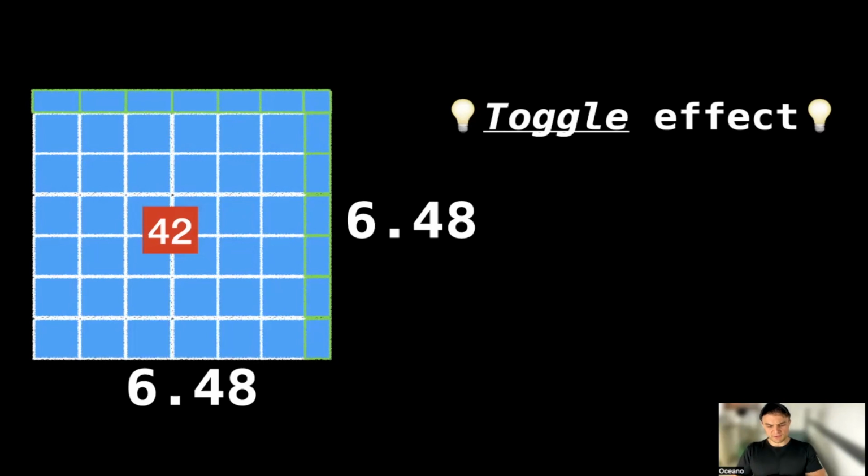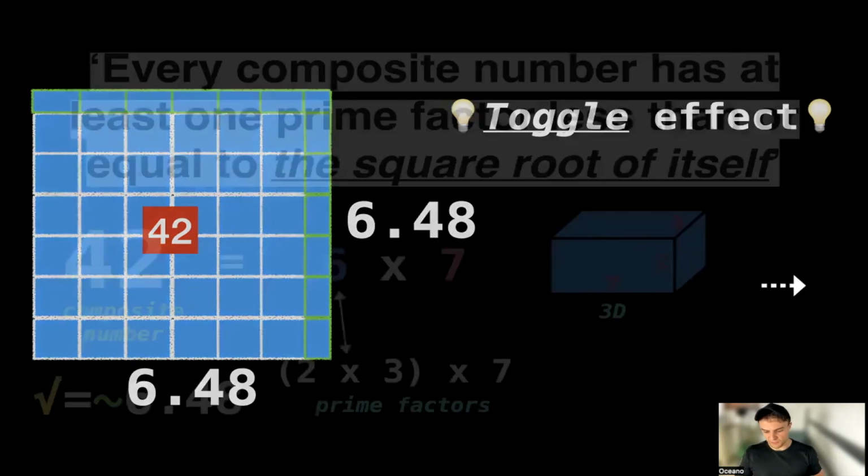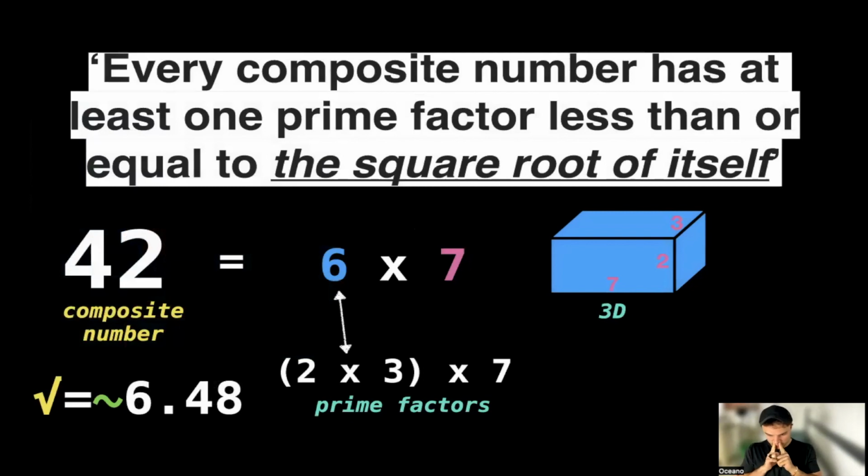Now, what is the take-home message that I want to give you? Let's reread the line from before. Every composite number, like 42, has at least one prime factor less than or equal to the square root of itself. So that 42 has a square root of 6.48. So why does this composite number necessarily have a factor which is less than or equal to the square root of itself, namely 6.48?